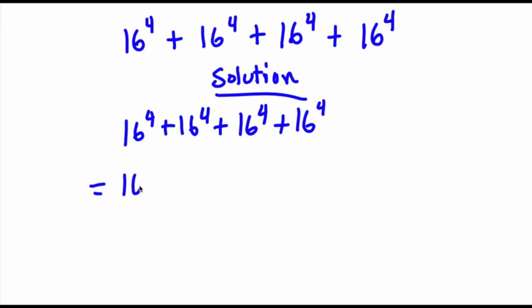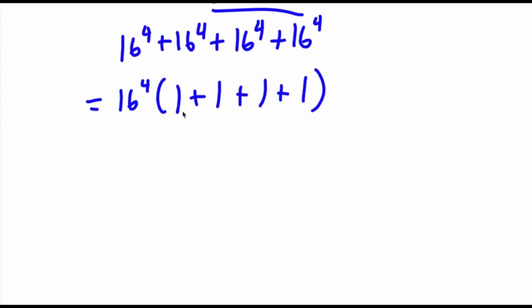So now this is equal to 16 to the power 4 times, now 16 to the power 4 divided by 16 to the power 4 is 1, so I have 1 plus, again, 16 to the power 4 divided by 16 to the power 4 is 1, plus, again, 1, plus 1. So now I have 16 to the power 4 times 1 plus 1 plus 1 plus 1. Now, if I simplify the parentheses, I get 16 to the power 4 times 1 plus 1 is 2, 2 plus 1 is 3, 3 plus 1 is 4. So I have 16 to the power 4 times 4.